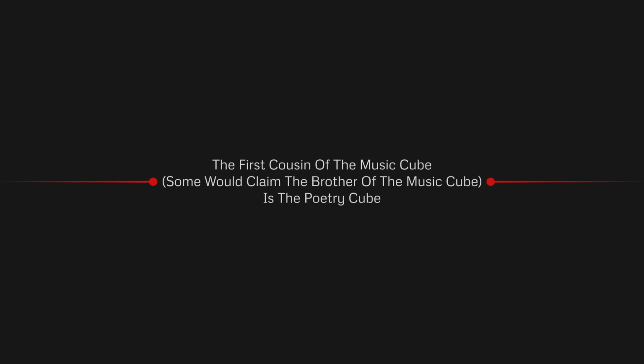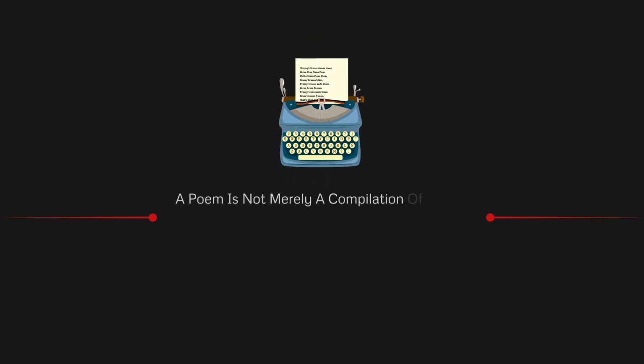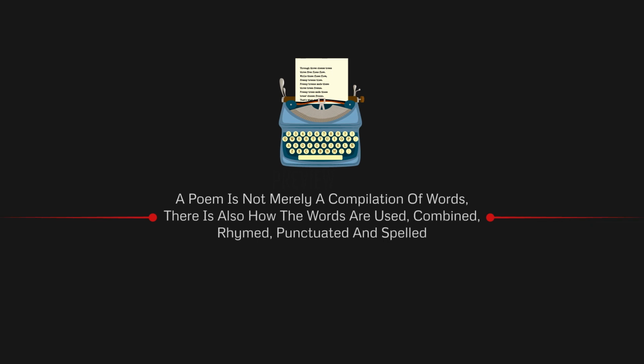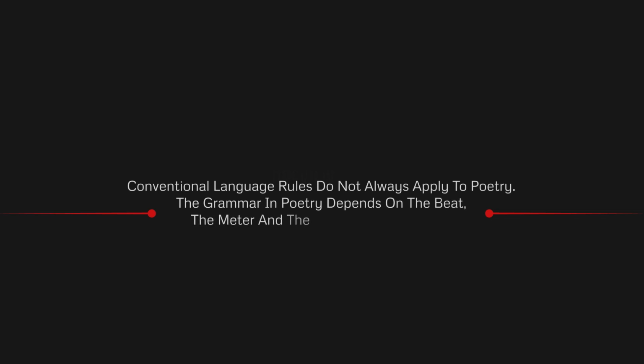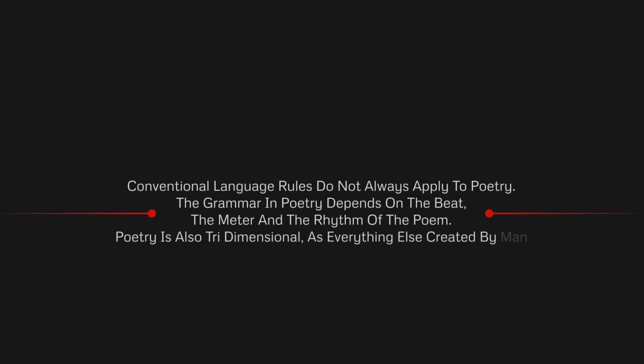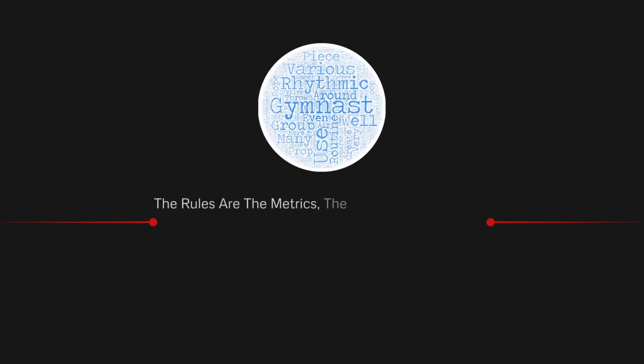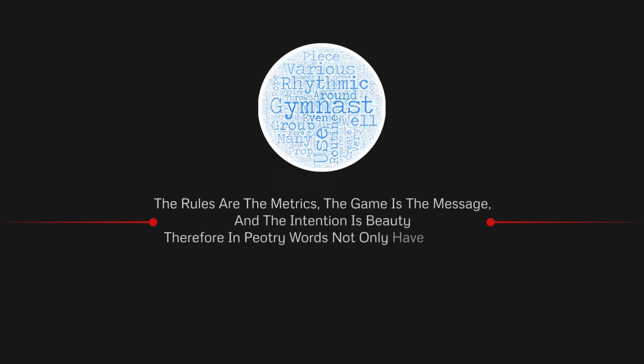Poetry cube. The first cousin of the music cube, some would claim the brother of the music cube, is the poetry cube. A poem is not merely a compilation of words. There is also how the words are used, combined, rhymed, punctuated, and spelled. Conventional language rules do not always apply to poetry. The grammar in poetry depends on the beat, the meter, and the rhythm of the poem. Poetry is also tri-dimensional, as everything else created by man. The rules are the metrics, the game is the message, and the intention is beauty. Therefore, in poetry, words not only have meaning, but also have rhyme, rhythm, and beat.